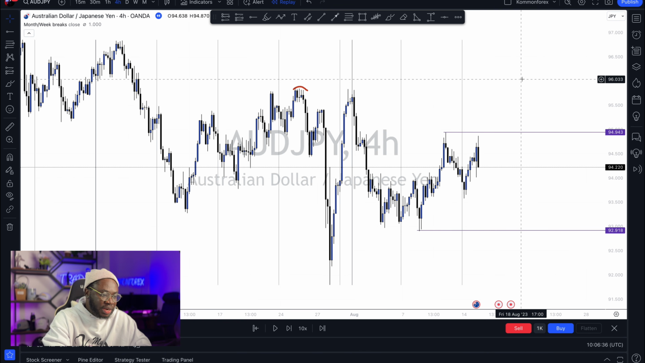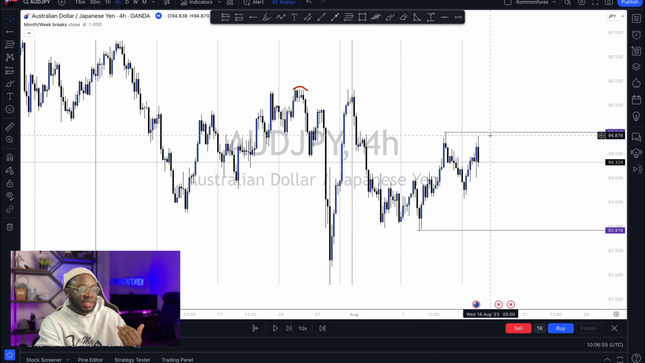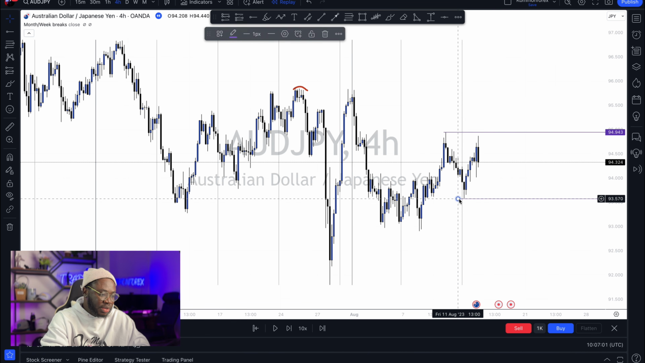So you realize that the wick almost got close to this resistance. I'm still not going to take this trade because it didn't tap into that resistance. If I'm going to take a trade here, my stop loss must be really huge because I need to bring it all the way up here. So for me, I'll simply ignore it because it didn't tap into that particular level. Then my support is also here. So does it stay here or does it go back up there?